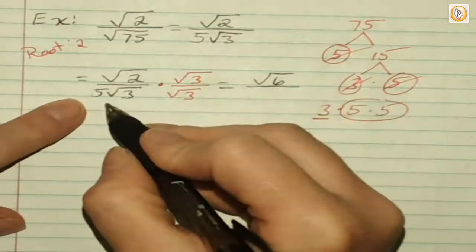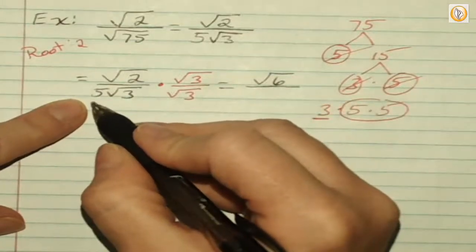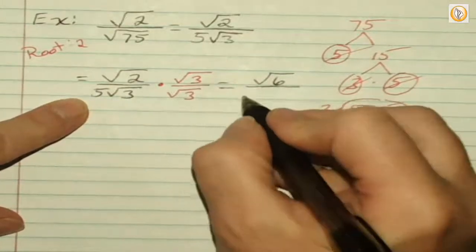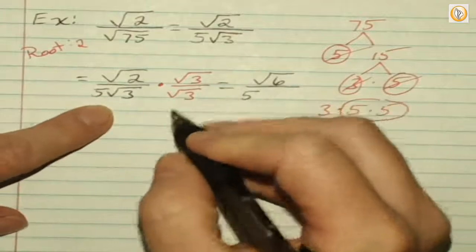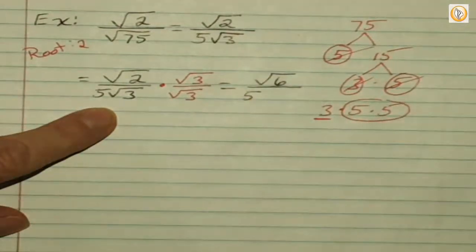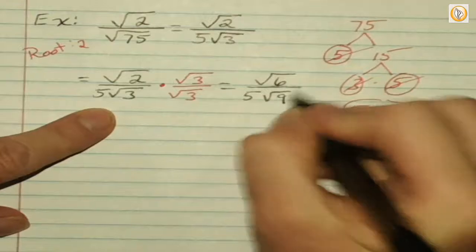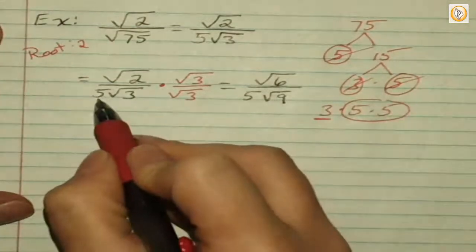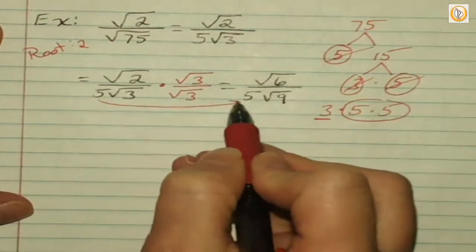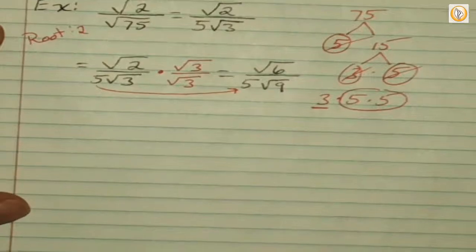This 5, we're just going to bring that over. Valeria, do you see that? We're going to bring that 5 over. What is the square root of 3 times square root of 3? Square root of 9. So this 5, because that's going to be a question, we just brought that over.